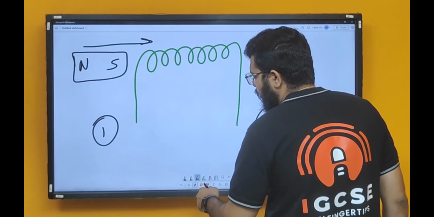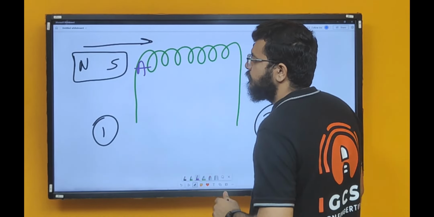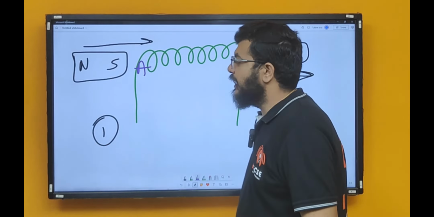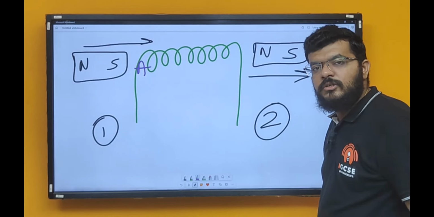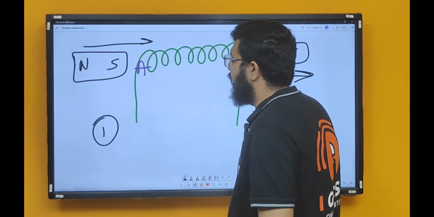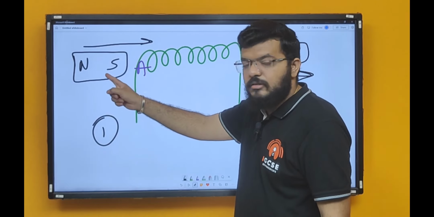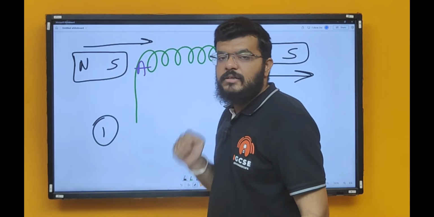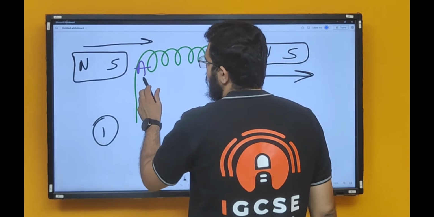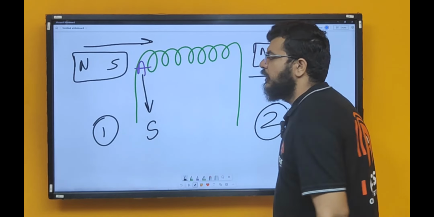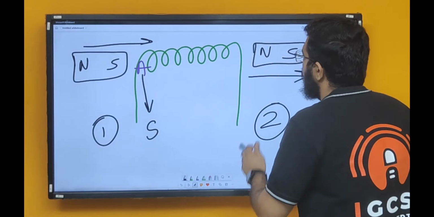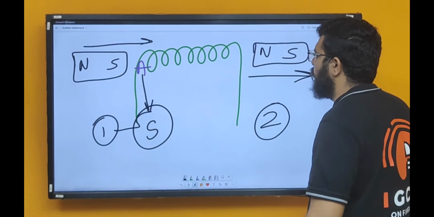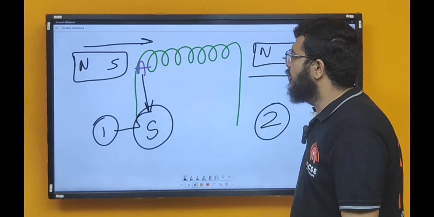They will ask you, let's say this is point A. What is the pole of point A in position 1 of the magnet, and what is the pole of point A in position 2 of the magnet? Remembering Lenz's law, I will say that when the magnet is here in position 1, I find that A must repel the south pole. To repel the south pole, A must become a south pole itself, right? Just let me write that in position 1 it is a south pole.